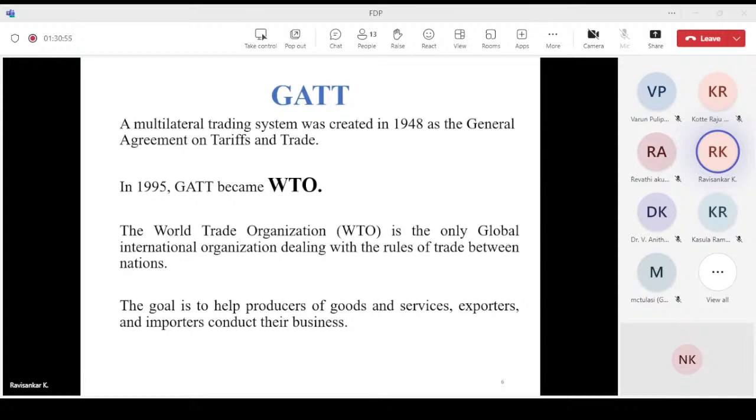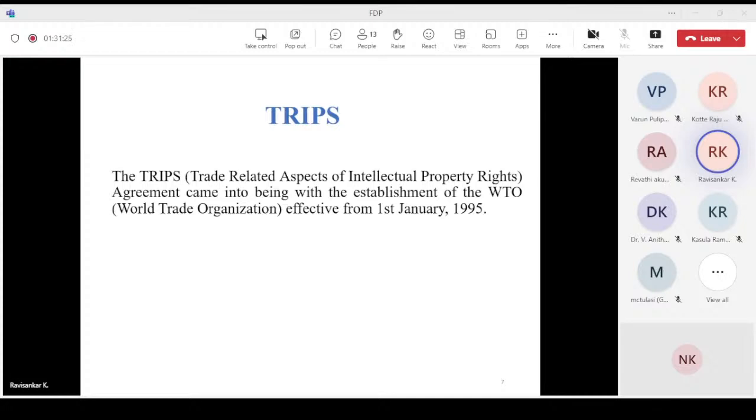This is regarding GATT, which is a multilateral trading system. It was created in 1948 as the General Agreement on Tariffs and Trade. In 1995, GATT became the WTO. The WTO is the only global international organization dealing with the rules of trade between different nations, and the goal is to help producers of goods and services, exporters and importers conduct their business. Then TRIPS: TRIPS is Trade-Related Aspects of Intellectual Property Rights. This agreement came into being with the establishment of the WTO, the World Trade Organization, effective from 1st January 1995.